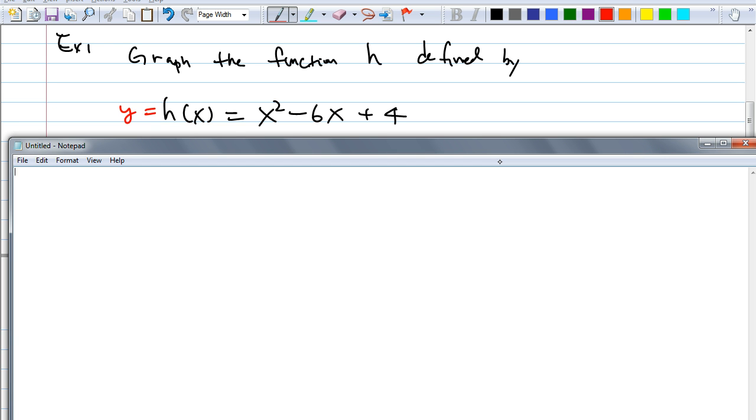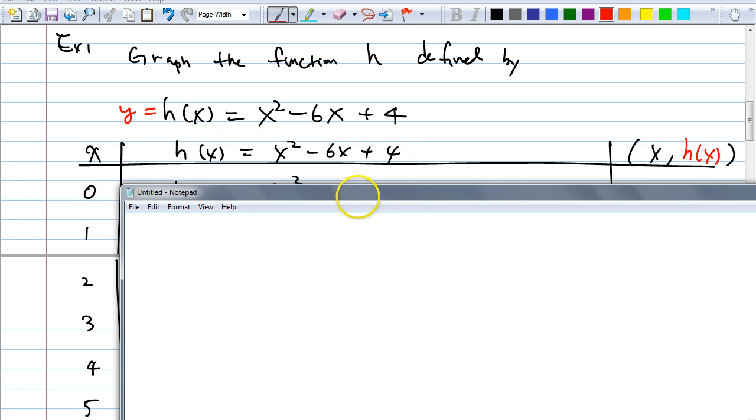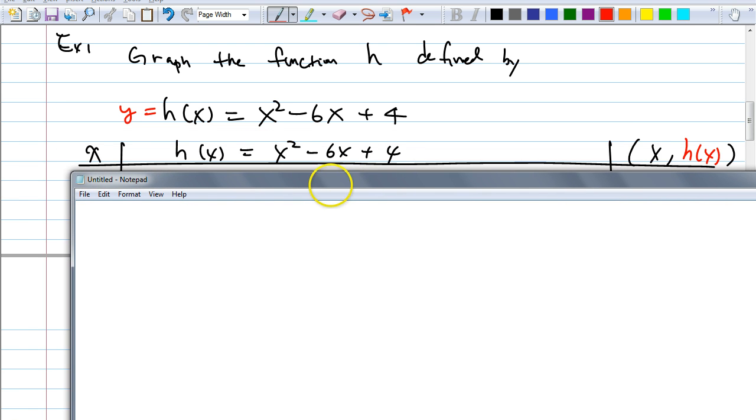So here's our function. By the way, h of x, remember, is just y. So guess what I'm going to plug in first? The easiest number to plug in? 0. So here's my table. So I'm going to plug in 0.